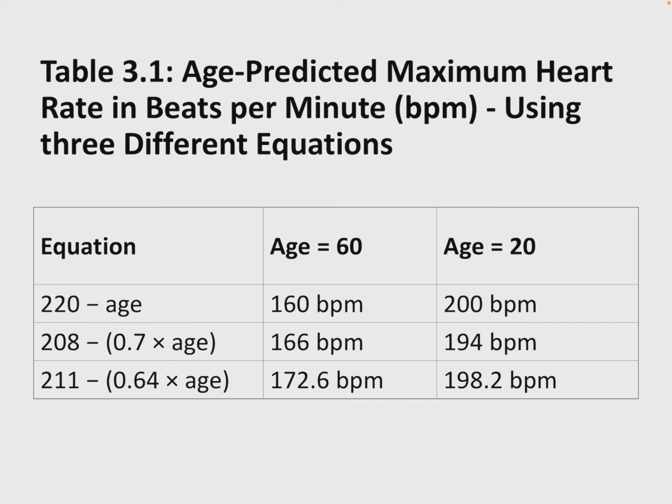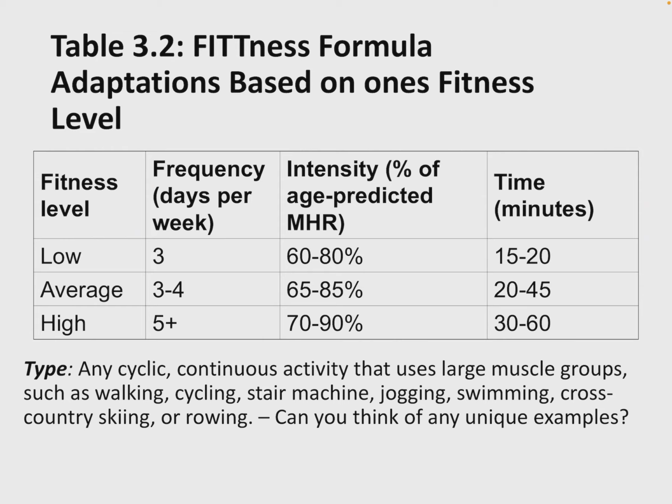So the range that people exercise at can vary greatly. Here we're looking at the fitness formula, and remember our fitness formula: our frequency, how often, our intensity, how hard, and our MHR is our max heart rate. T is for time or how long, and the second T is for type or which activities we're doing. So this slide is showing how we adapt the fitness formula based on one's fitness level. So the fitter you are, the more frequently you can exercise and at a higher intensity and for longer.